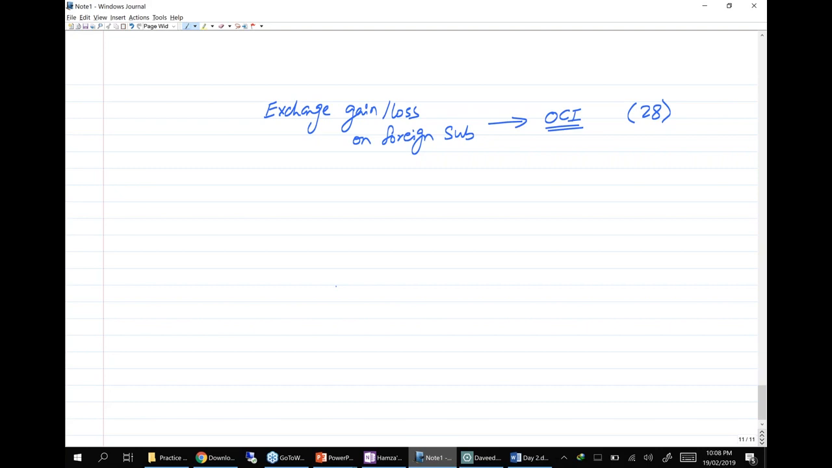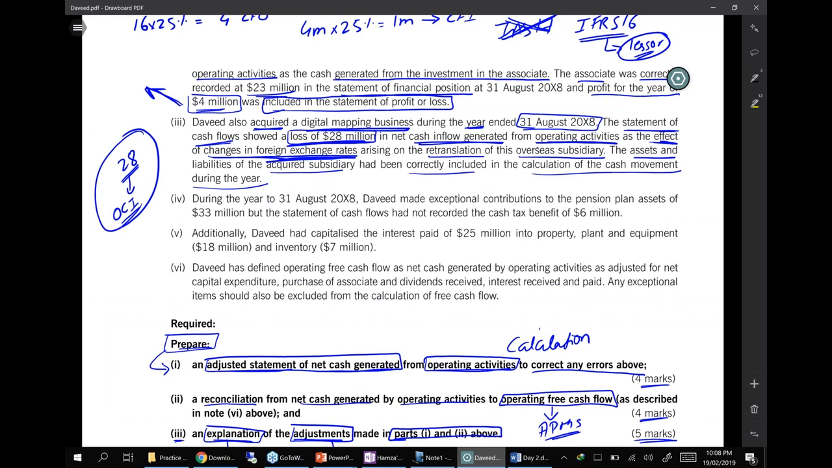So when we prepare the cash flow statements, this 28 has no impact on the cash flow statements. What the question has mistakenly done is, the question says that the statement of cash flows showed a loss of 28 million in the net cash generated from operating activities. So showed a loss of 28 million means they have deducted 28 million. So we are going to add it back in the answer.